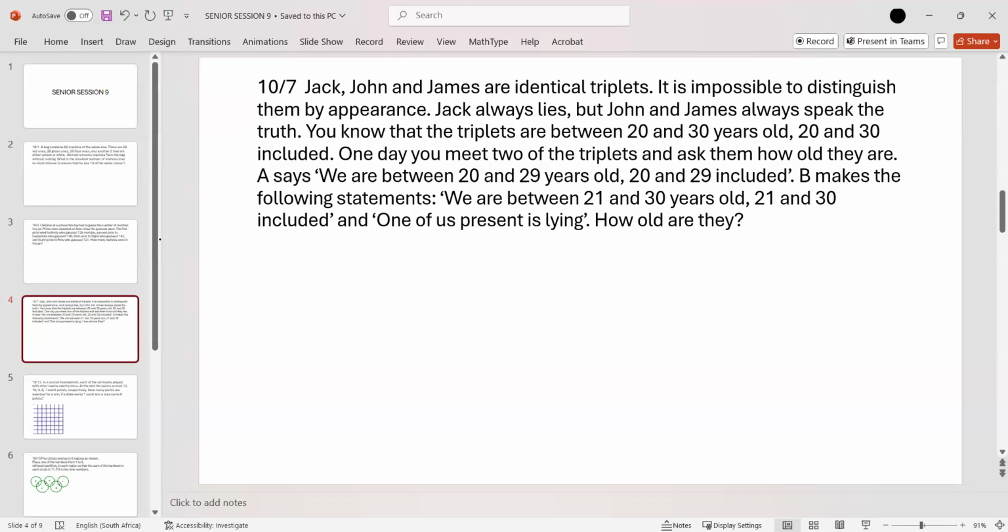Okay, Jack, John, and James are identical triplets. It is impossible to distinguish them by appearance. Right. Jack always lies. So Jack is a liar.